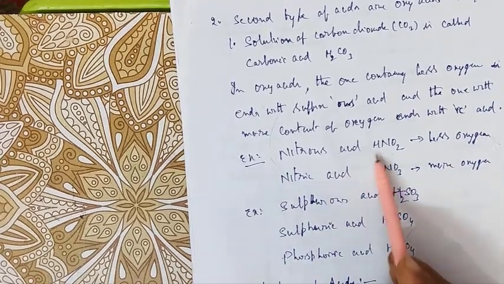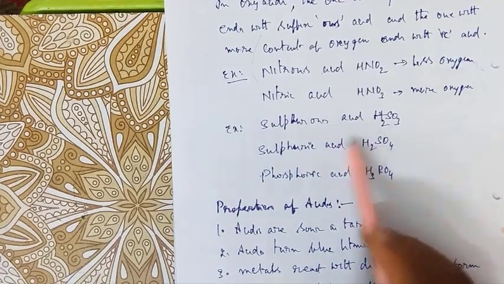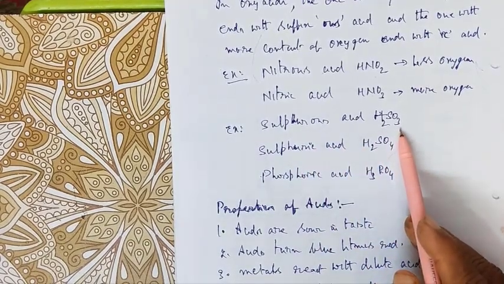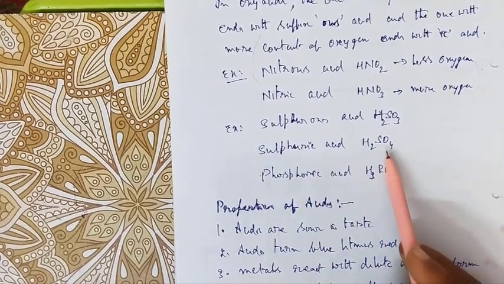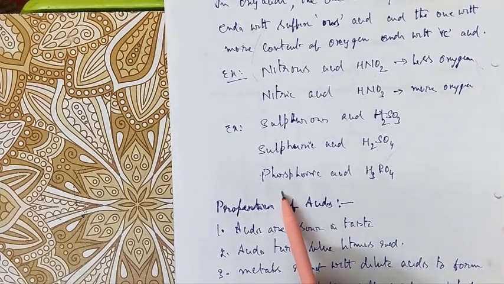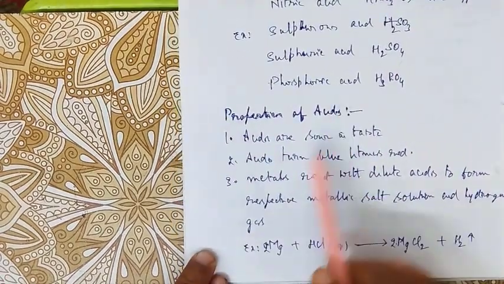So these two acids are the nitrogen acids. Oxyacids containing sulfur are sulfurous acid, that is H2SO3, which contains less oxygen, and sulfuric acid, which contains more oxygen, that is the formula is H2SO4. Another acid is phosphoric acid. Now let us see the properties of acids.